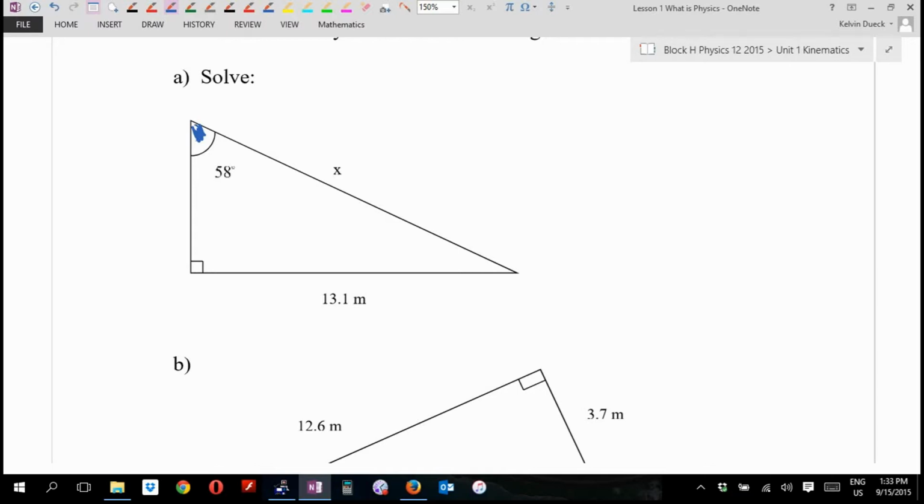Nick, is there a right angle in this triangle? Say yes. So I can use Sohcahtoa. Hey, that 13.1, opposite, adjacent, or hypotenuse? Opposite? Yes? That X, adjacent, or hypotenuse?